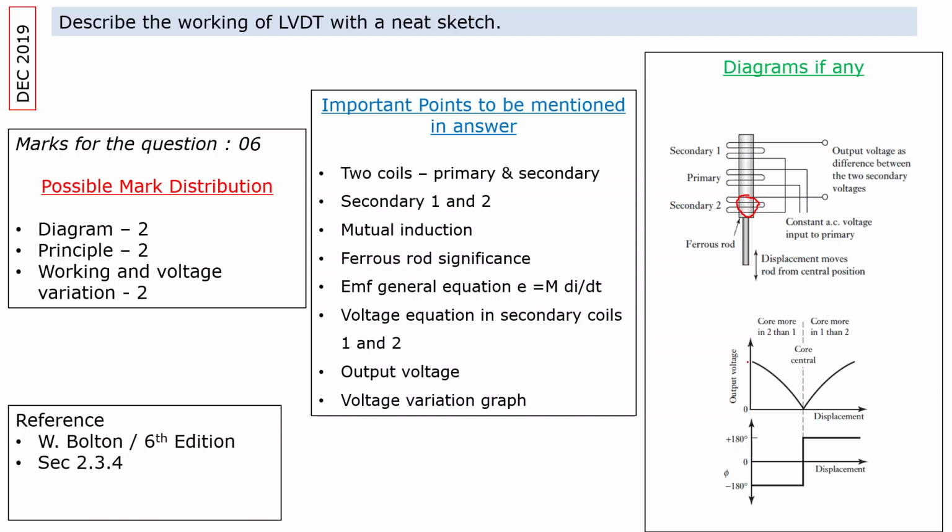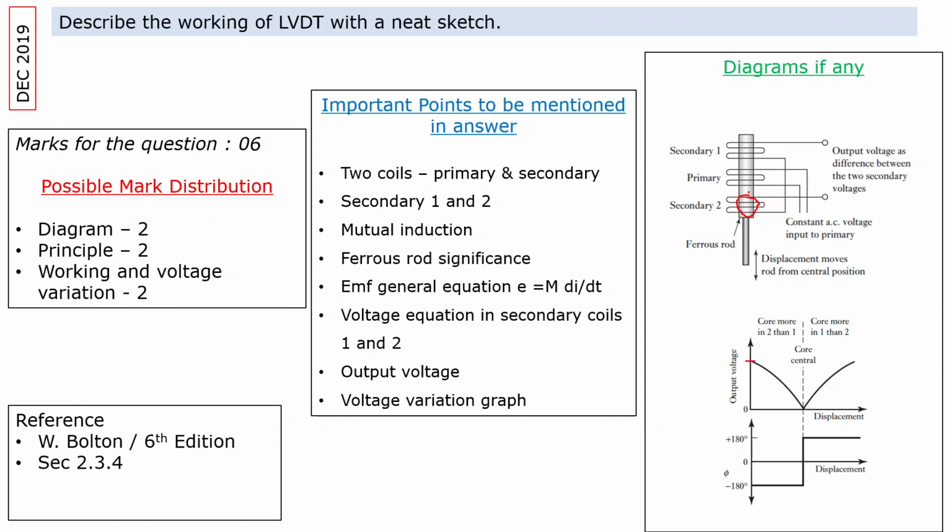So when we are just inserting, the maximum voltage will be here. Now, as I told before, if you are inserting the ferrous rod again inside this particular tube, the voltage will be developed in secondary 1 also, but that is opposite in phase. So the voltage developed in secondary 1 will cancel out the output voltage developed by secondary 2.